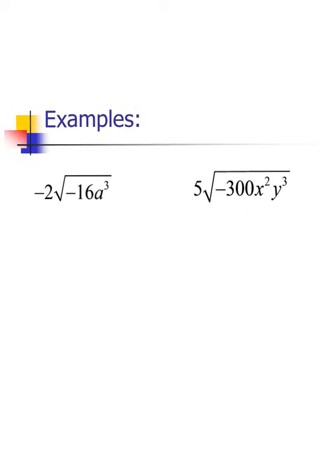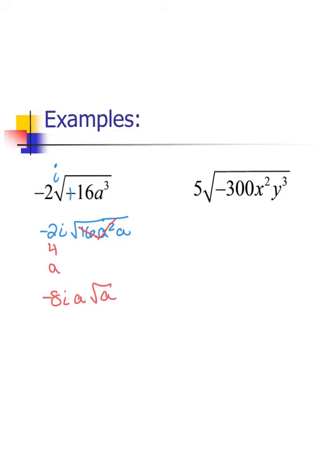2 more examples. So if we look at number, I think this is 6. First thing, I see a negative under the radical. I'm going to make it positive and put an i out front. So I have negative 2i. Then I have the square root of 16 a to the third. I'm going to rewrite a to the third as a squared a. The square root of 16 is 4. The square root of a squared is a. I multiply everything in front, negative 8i a, and under the radical I still have an a.